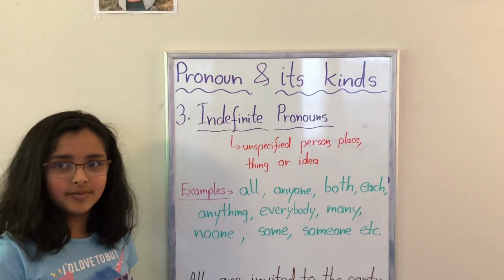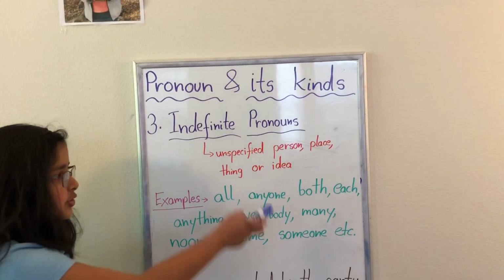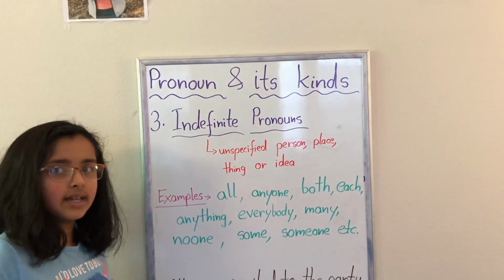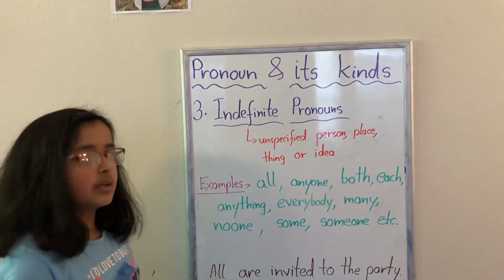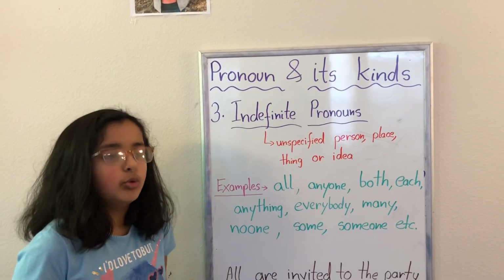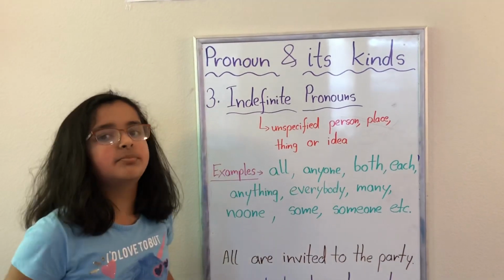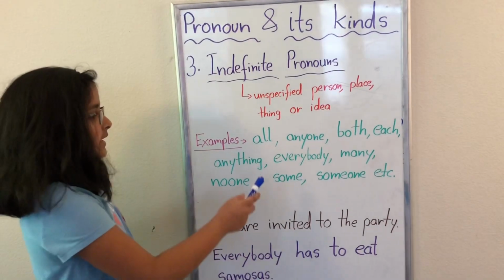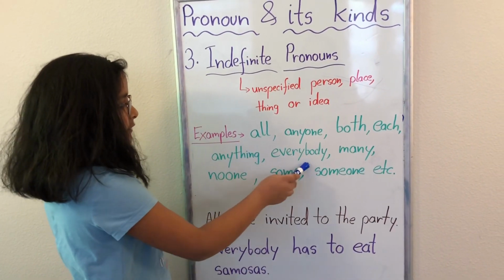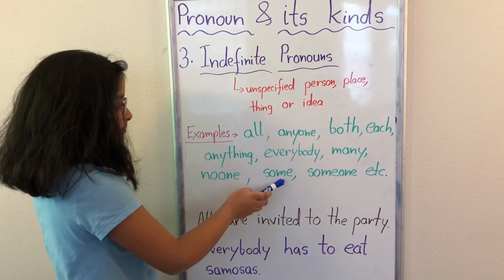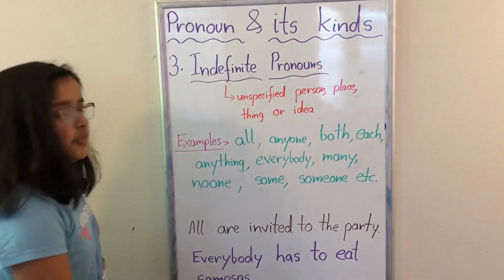The next type of pronoun is the indefinite pronoun. Indefinite pronouns refer to unspecified people, places, things, or ideas, and unspecified means that it's not specific, like everyone. We don't know who everyone is. It's not talking about specific people. Some more examples are all, anyone, both, each, anything, everybody, many, none, no one, some, someone, and there are many more.